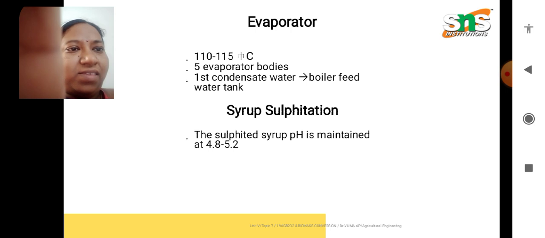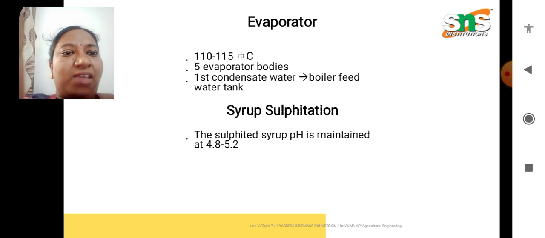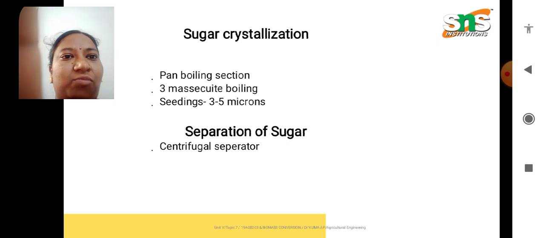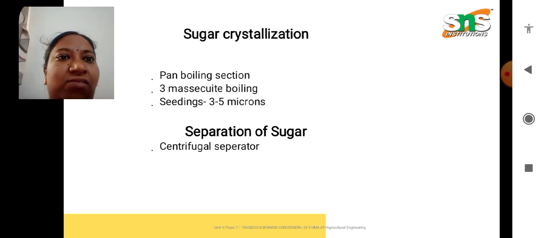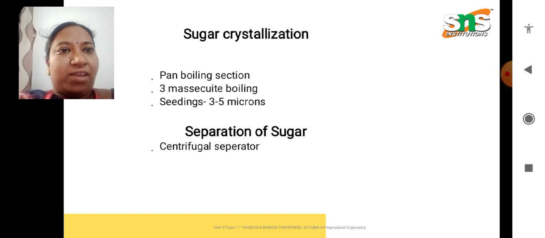Again it is sent to the evaporator, in which at a temperature of 110 to 115 degrees Celsius the water is evaporated, and it is sent to the boiler feed. In syrup sulfitation, the sulfited syrup pH is maintained at 4.8 to 5.2. The next process is sugar crystallization, which is done in the centrifugation process. In the pan boiling section, seeding of 3 to 5 microns is done, and separation of sugar according to grades is done in a centrifugal separator.